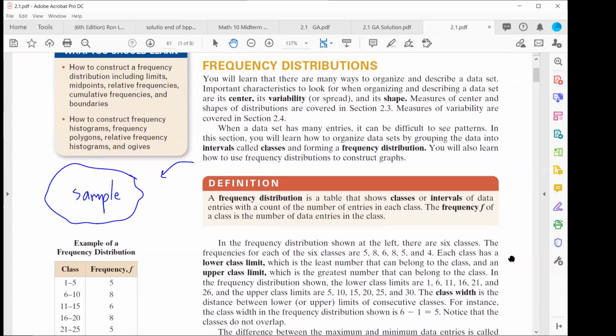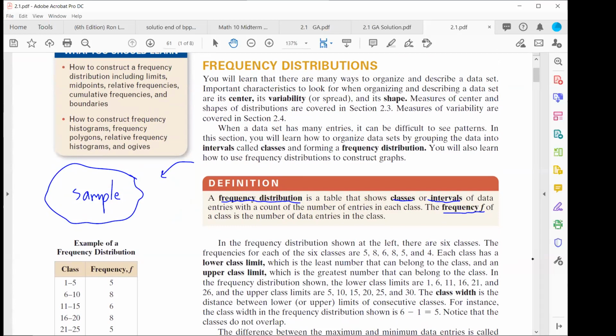A frequency distribution is a table that shows classes or intervals of data entries with the count of the number of entries in each class. The frequency f of a class is the number of data entries in the class. Very good, thank you very much.